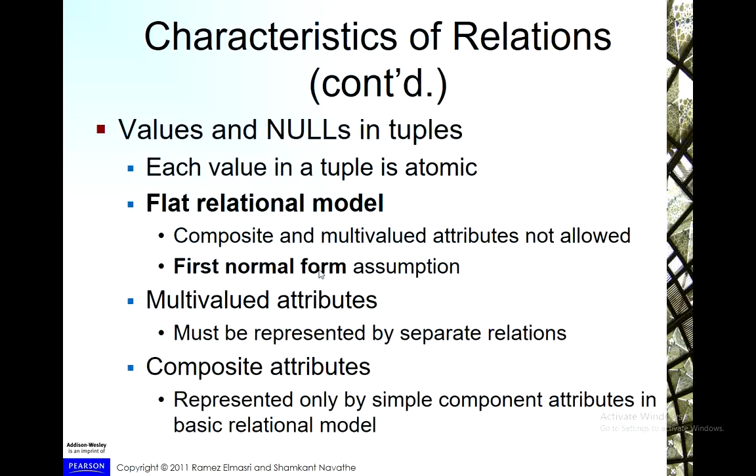Here we'd like to talk about values, like multi-attribute values, composite attributes, and so forth, and null values. Composite and multi-value attributes are not allowed in a flat relational model. Composite and multi-value attributes are not allowed in the sense that if there is a composite attribute, it has to be broken up.